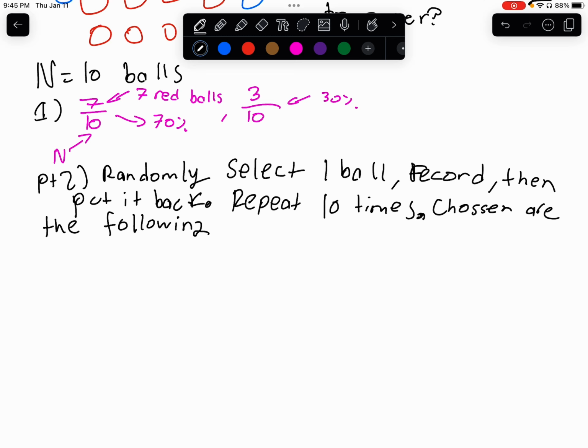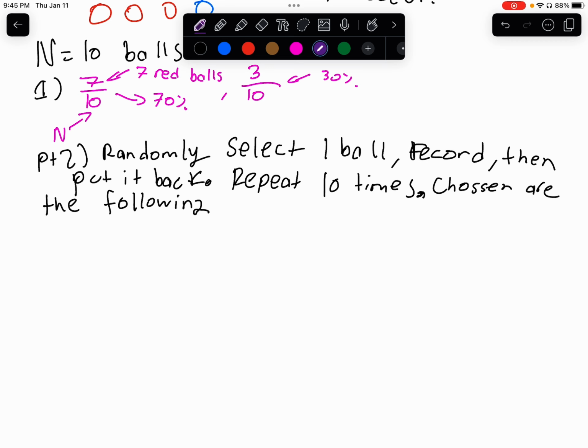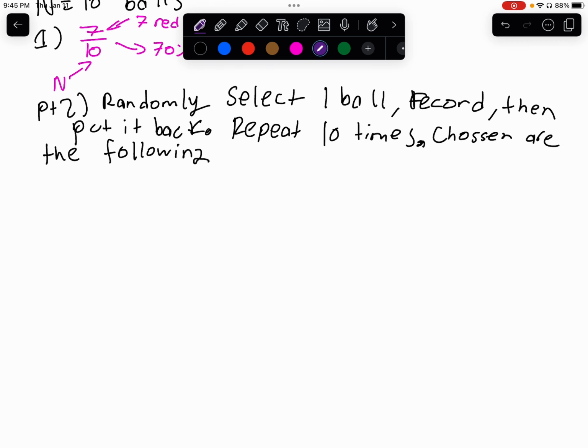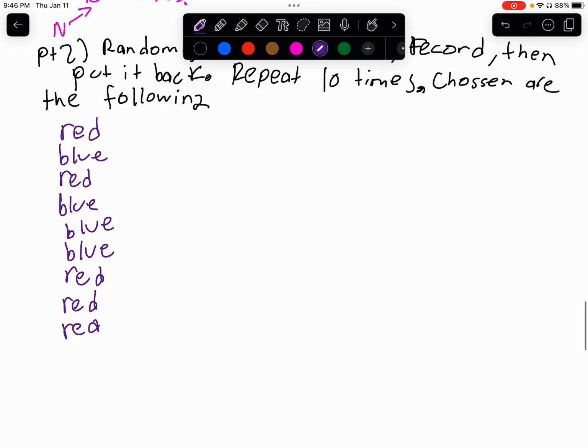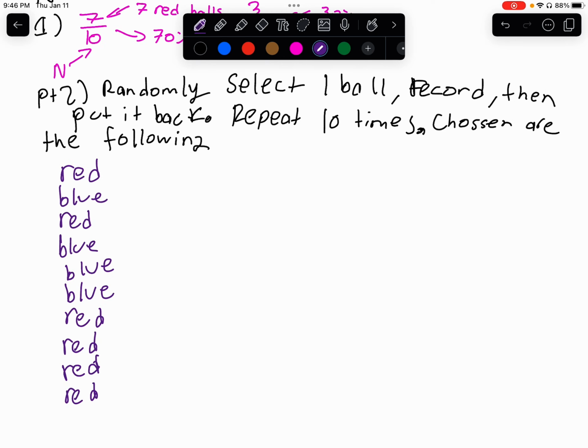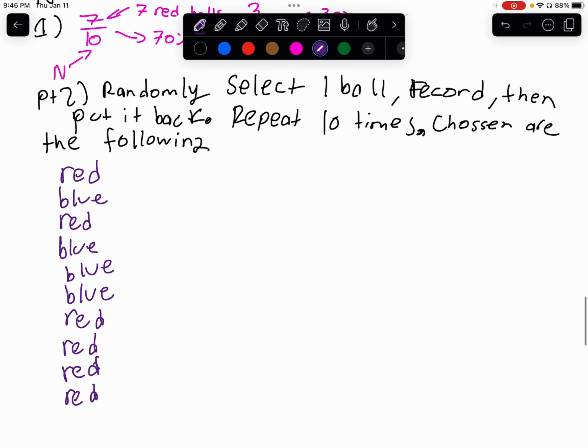I'm going to write this in a new color, purple. The results are the following. When we picked it up, we got red, blue, red, blue, blue, blue, red, red, red, and the last one, red. So we have 1, 2, 3, 4, 5, 6, 7, 8, 9, 10. We pick up the balls, and then as we go on, n is 10, because it's 10 balls we picked up.